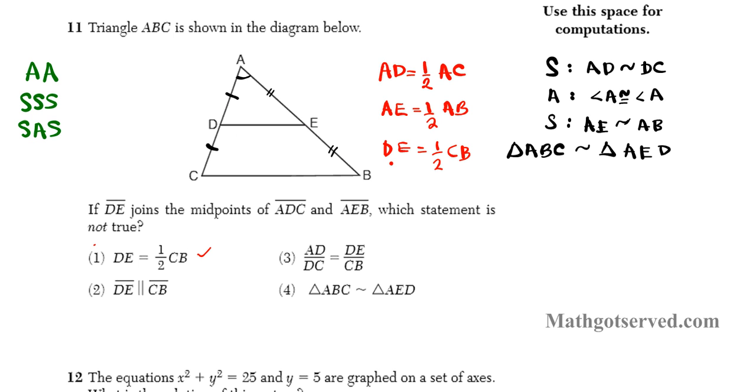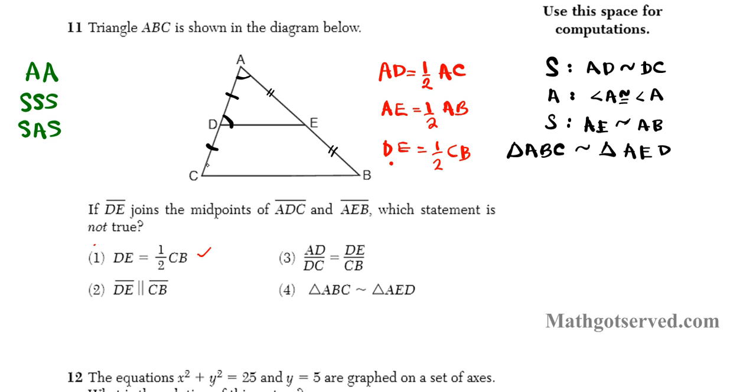So this is good. All right, DE is parallel to CB. In order for DE to be parallel to CB, if we can show that two corresponding angles are congruent for these two lines, then we can conclude that they're parallel. What we're looking at here is a transversal. Let's look at this as a transversal, and we have these two angles.